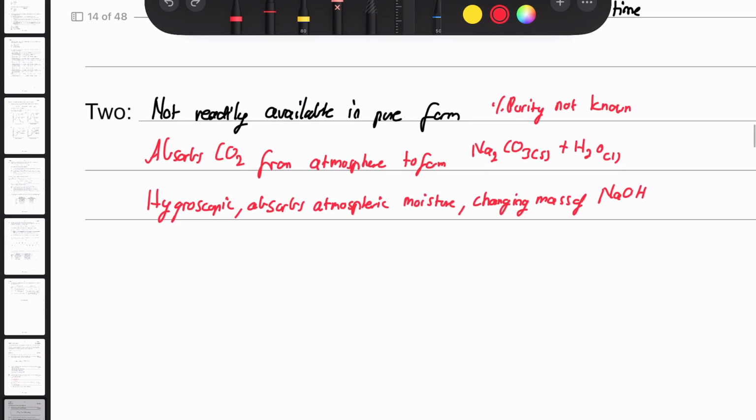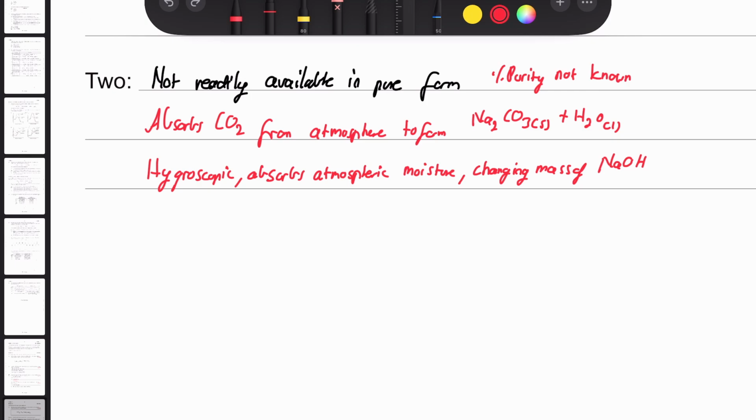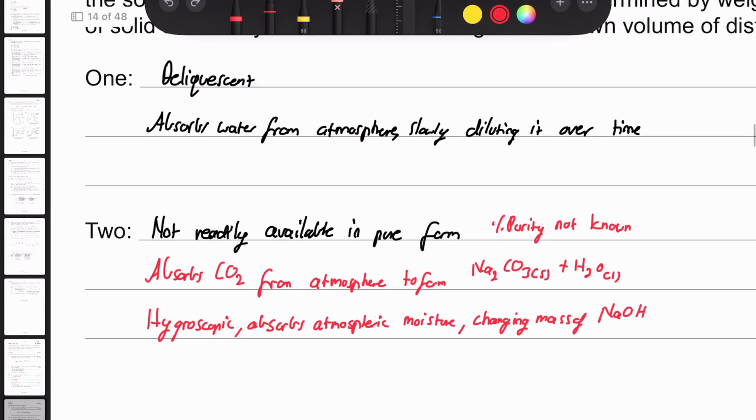And then you could have also said it's hygroscopic, which means it absorbs moisture just like being deliquescent, but it doesn't go into solution, so it just changes the mass. I don't think I'll say this because I feel like I'm gonna get hygroscopic and deliquescent mixed up. So I'm probably just gonna say deliquescent because that's easy to remember, and absorbs CO2 from the atmosphere.